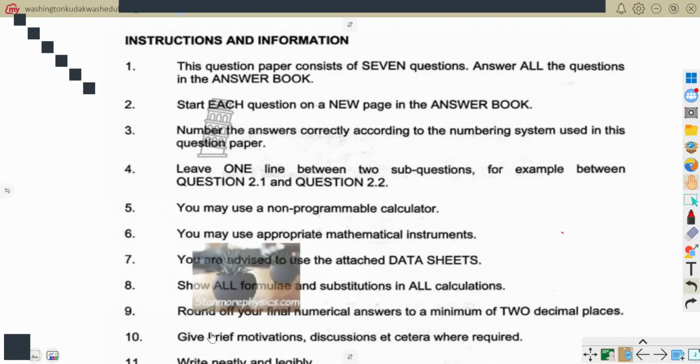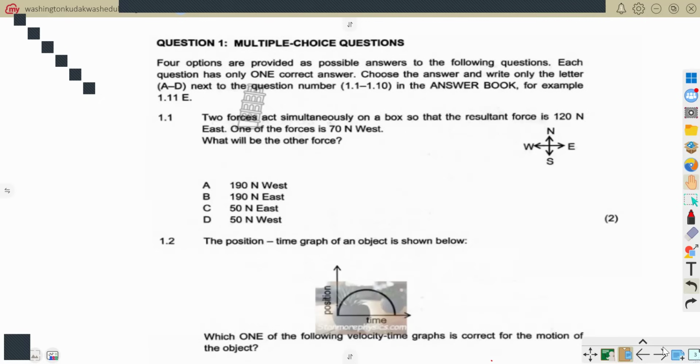And also they said round off your final numerical answers to a minimum of 2 decimal places. So before you start answering your question paper, please read through the instructions that are given on that question paper. It helps you as well as the examiner.